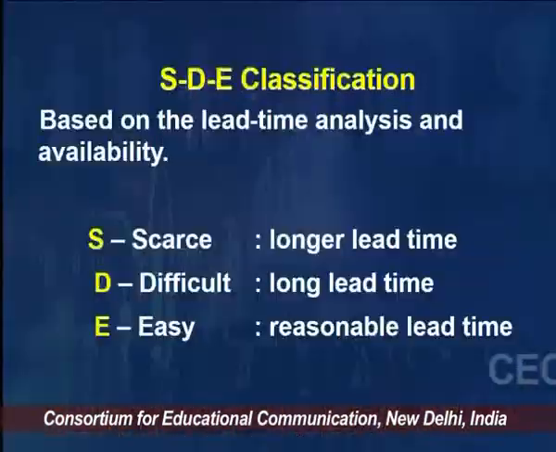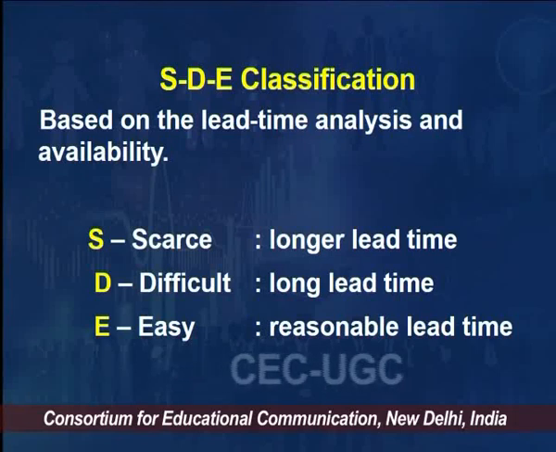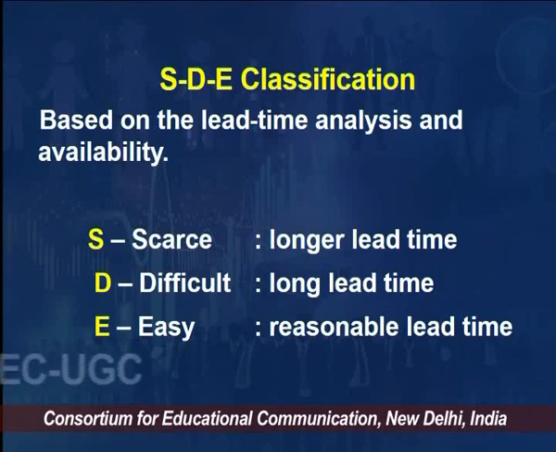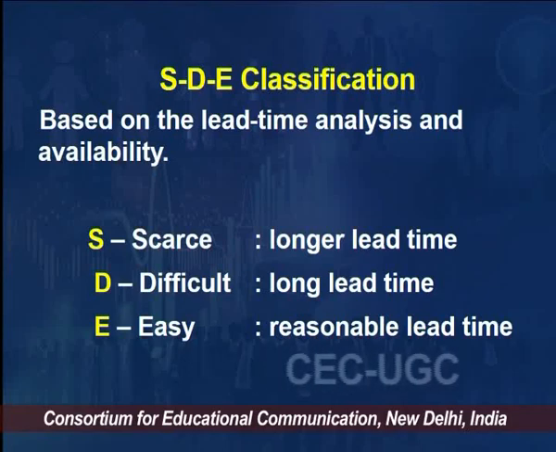Then there is another classification called SDE classification, based on the lead time analysis and availability. S stands for scarce, it has got longer lead time. D difficult, long lead time. E easy, reasonable lead time. Now while ordering materials, you also have to see some materials which are very scarce. It takes very long time when you order them, it takes probably some months to procure those materials. So they are very scarce.